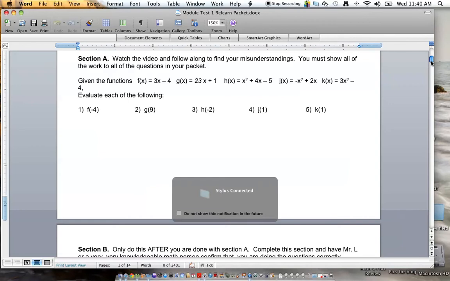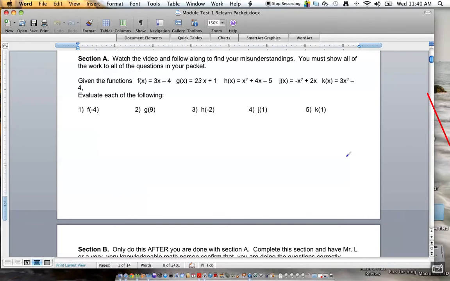here is the first section, section A of part 1, and I want to go through and talk about what kinds of mistakes were made on this particular test, what I saw done. So, the first thing is to find f of -4.